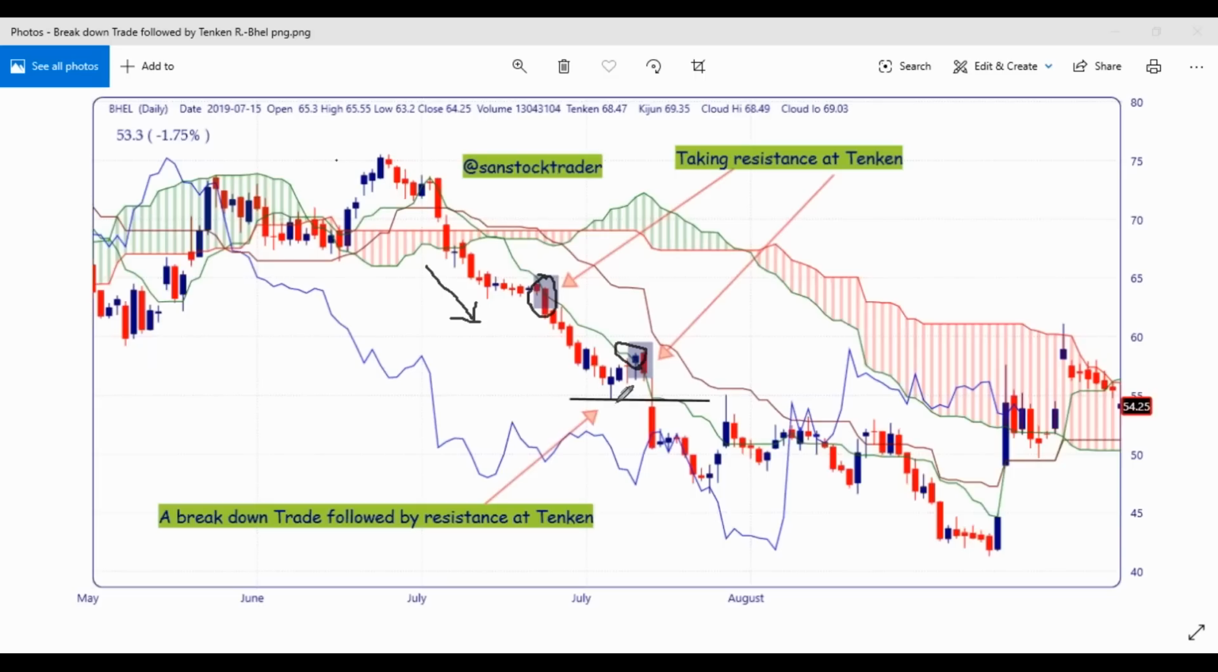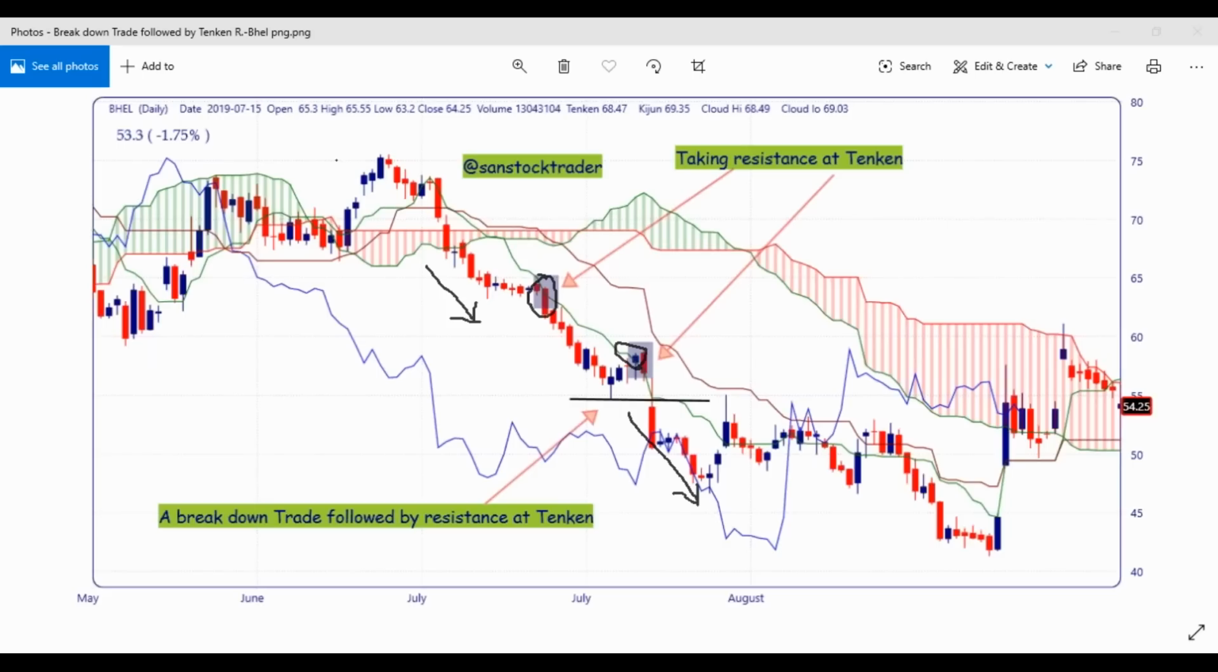So what we are going to do is look for the swing low. What is the closest swing low? So this was the swing low. Below this swing low, we will go short, and within a few days we see a nice fall from a level of 55 to 45.